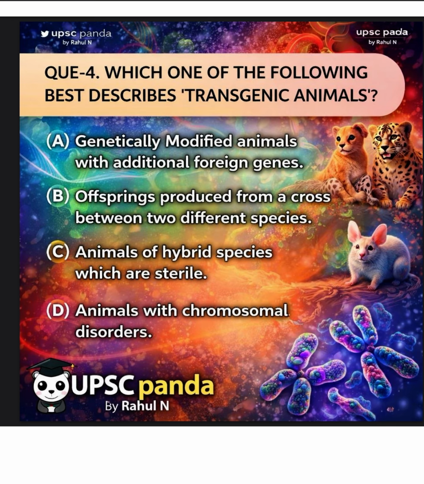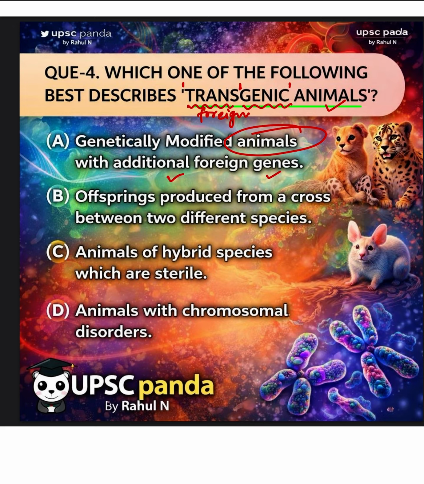Now come to the next question. Which of the following best describes transgenic animals? See, in this question, you see one thing. It says trans and genic, something related to genetic, but not of that particular species. Trans means foreign. So with that understanding, now read the statements. It says genetically modified animal, animal with additional foreign genes.